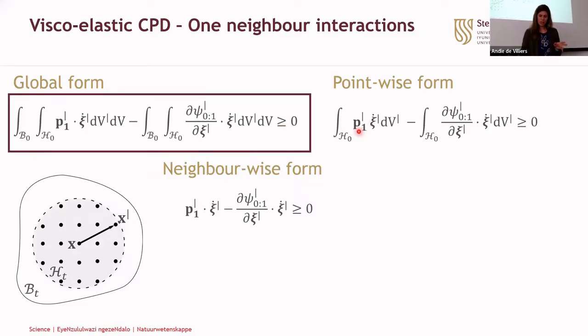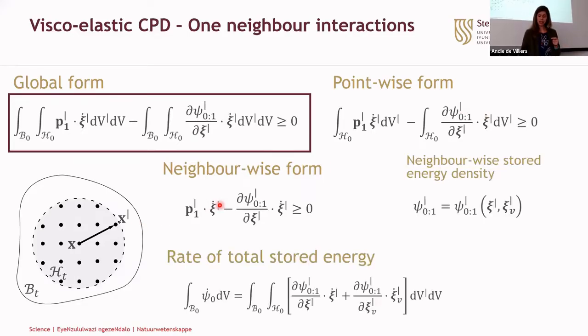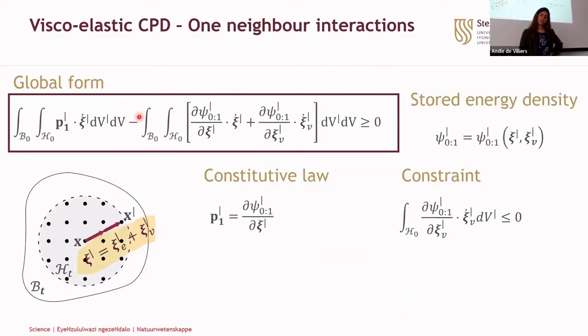And we're again looking at the inequality in a global form, point-wise form, and neighbor-wise form. But to include the viscous effects, we extend our neighbor-wise stored energy density so that it doesn't only depend on Xi anymore, this vector between the neighbors, but also on an internal variable, which I call Xi V for viscous. If we look at this term again, it now has this extra contribution from the internal variables. If I substitute that back into the global form, it yields my constitutive law and an additional constraint.